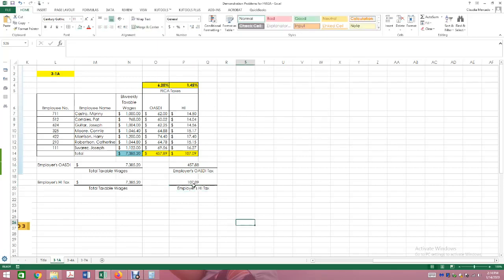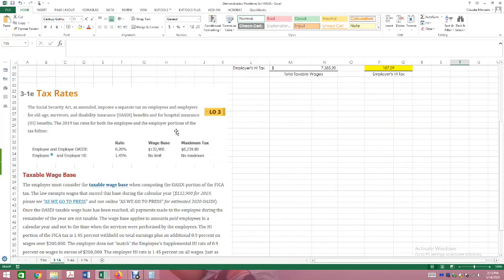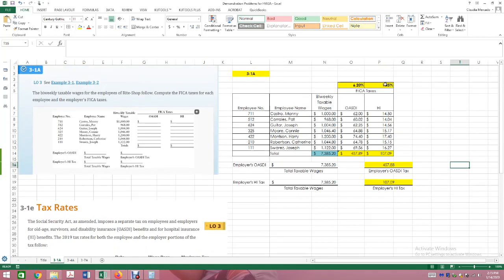So this is the completed problem. The individual employee deductions for your FICA taxes, OASDI and HI, and this is how much the employer is going to have to contribute for OASDI and for HI. I hope I didn't confuse you, but just make sure that you read the problem and the book. It gives you the rates here. All we're doing is multiplying the wages times the rate. Very basic mathematics. You can use your calculator, you can use Excel, whatever works for you.